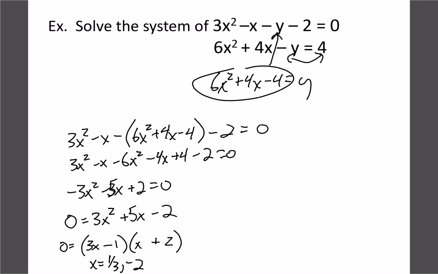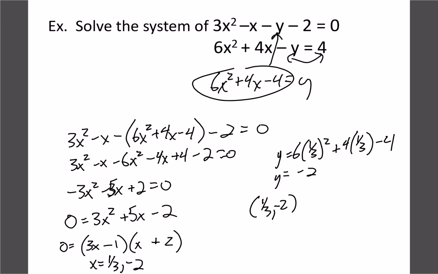So once again, plug those back into your y equals. So let's try each of those. So it'll be 6 times 1/3 squared plus 4 times 1/3 minus 4. So that gives you 1/9 times 6, so that's 6/9, so that's 2/3, plus 4/3 would be 6/3, which is 2. 2 minus 4 is negative 2. So 1/3, negative 2 should be our first coordinate.